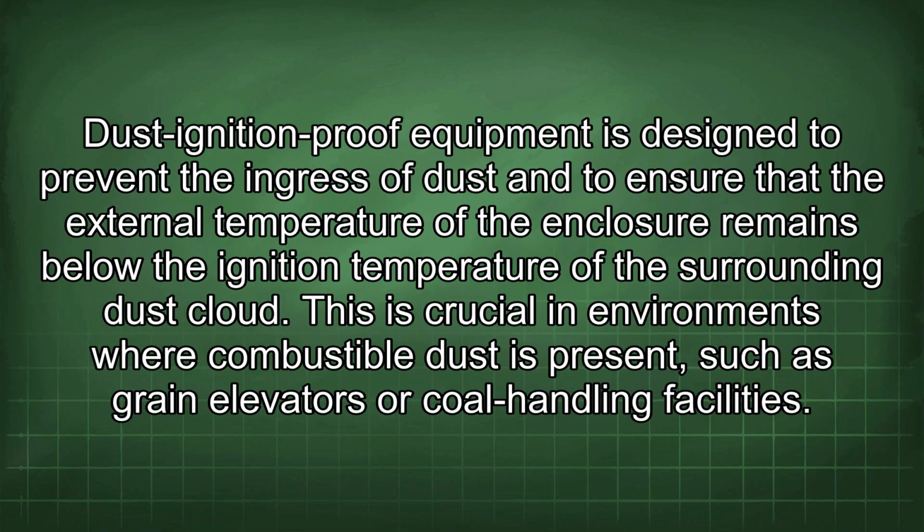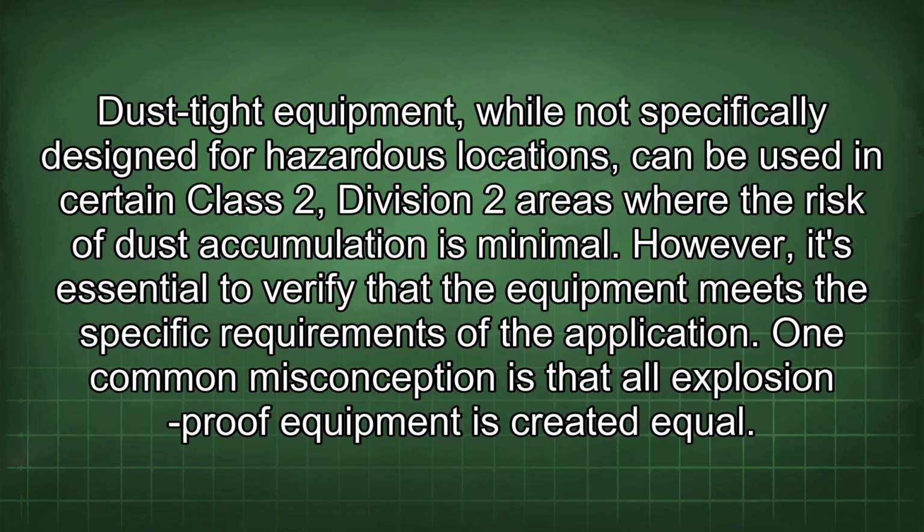Dust ignition-proof equipment is designed to prevent the ingress of dust and to ensure that the external temperature of the enclosure remains below the ignition temperature of the surrounding dust cloud. This is crucial in environments where combustible dust is present, such as crane elevators or coal handling facilities. Dust-tight equipment, while not specifically designed for hazardous locations, can be used in certain Class 2, Division 2 areas where the risk of dust accumulation is minimal. However, it's essential to verify that the equipment meets the specific requirements of the application.